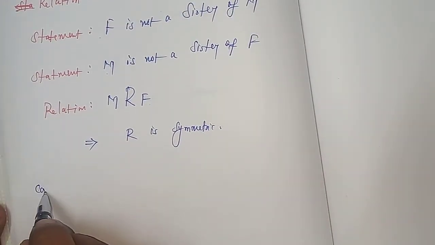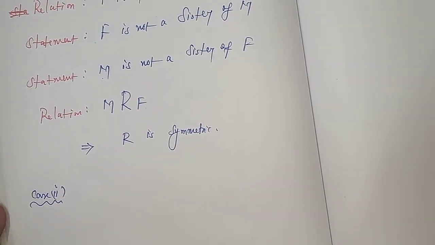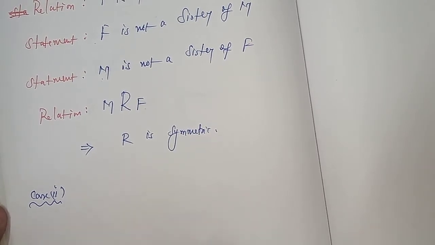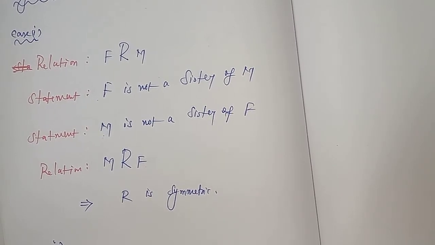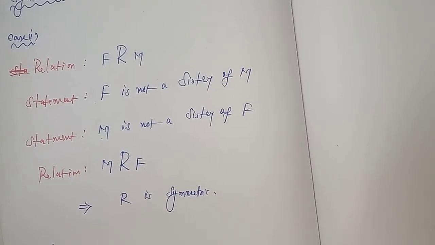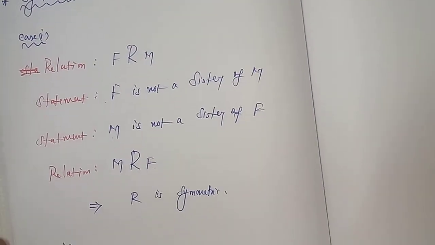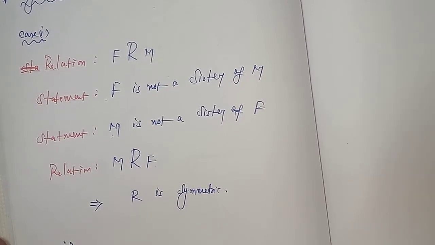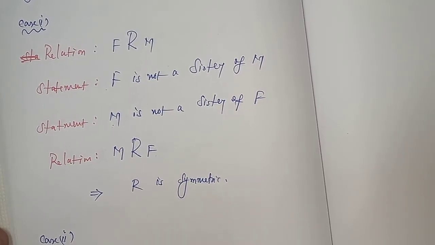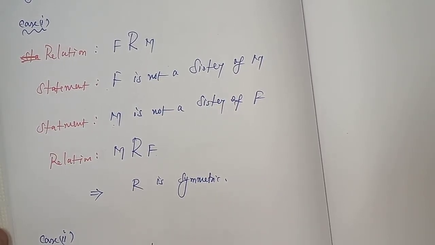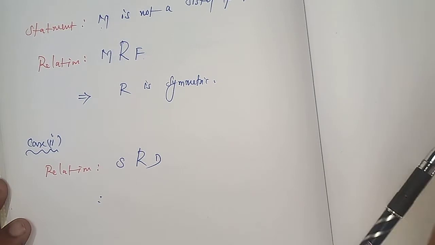Now I can go for case 2. Remember, here you have to consider always two elements from a set, so two members of the family. Here I consider S and D this time. S and D, relation, S R D. Now you can write the statement.